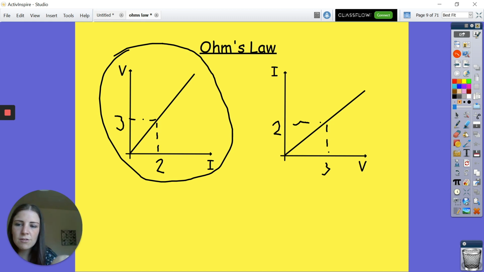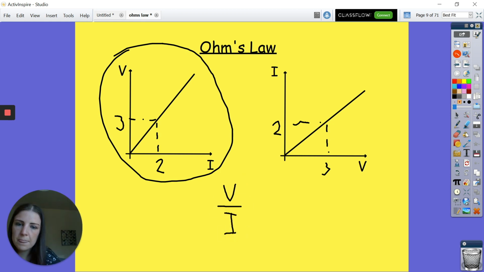You might be thinking y2 minus y1 over x2 minus x1. Really what that's doing is telling you the difference in the y direction compared to the difference in the x direction. You might have first learned gradient as vertical over horizontal, or up over along. So if we look at that first graph that I've circled, the vertical represents the voltage and horizontal is the current. So the gradient, vertical over horizontal, is voltage over current.